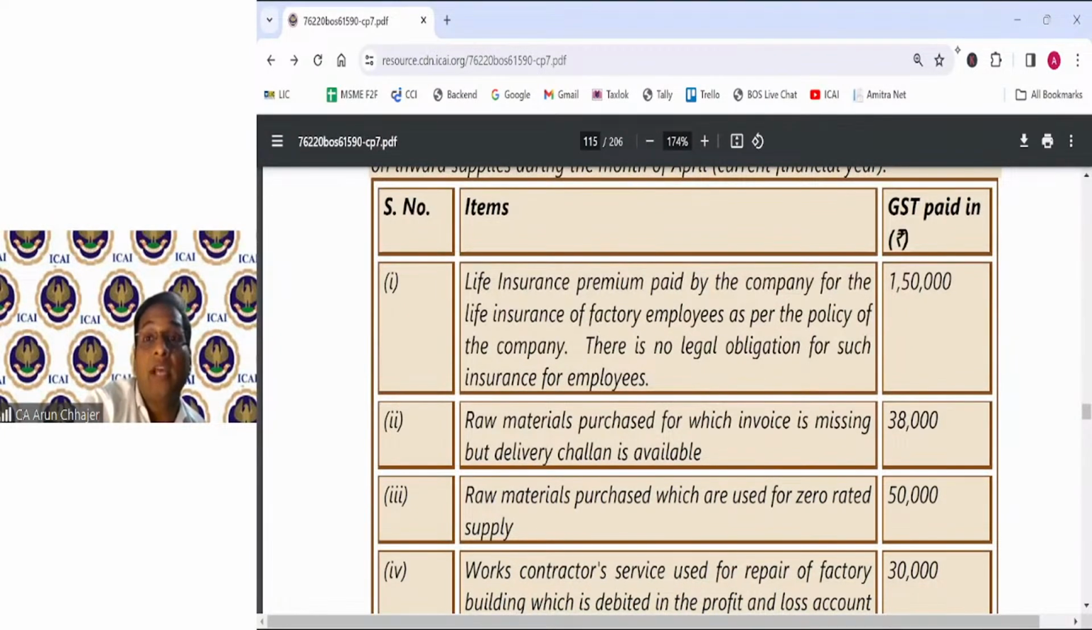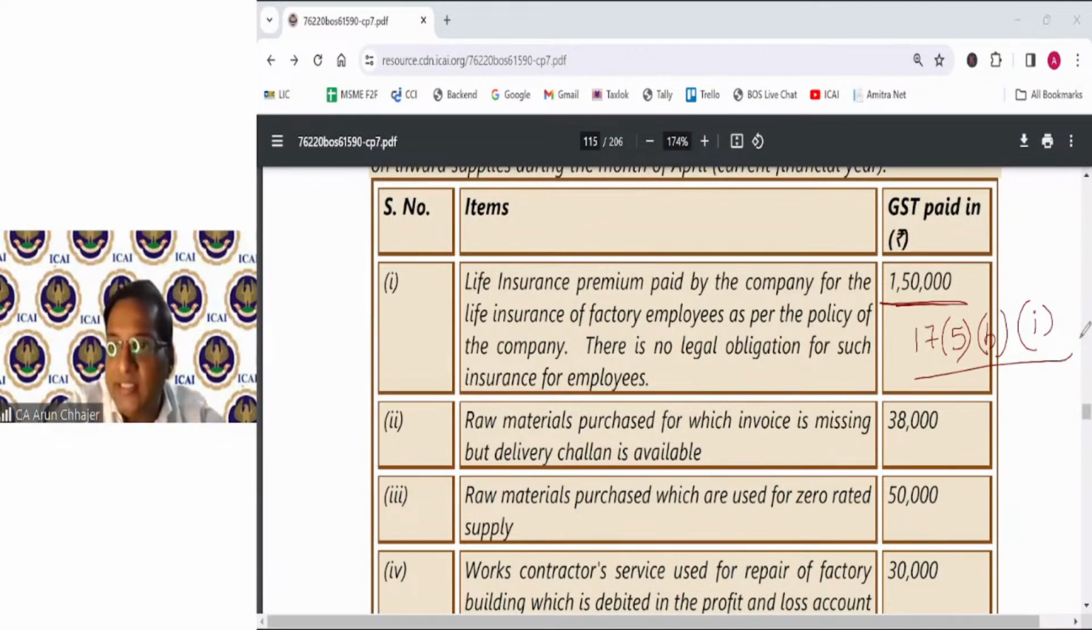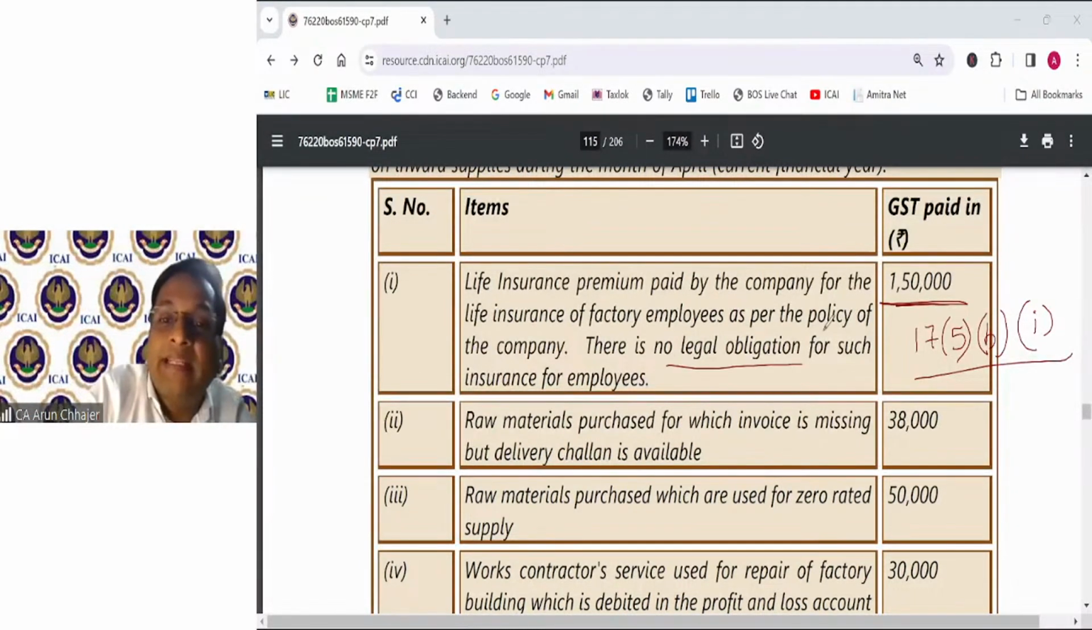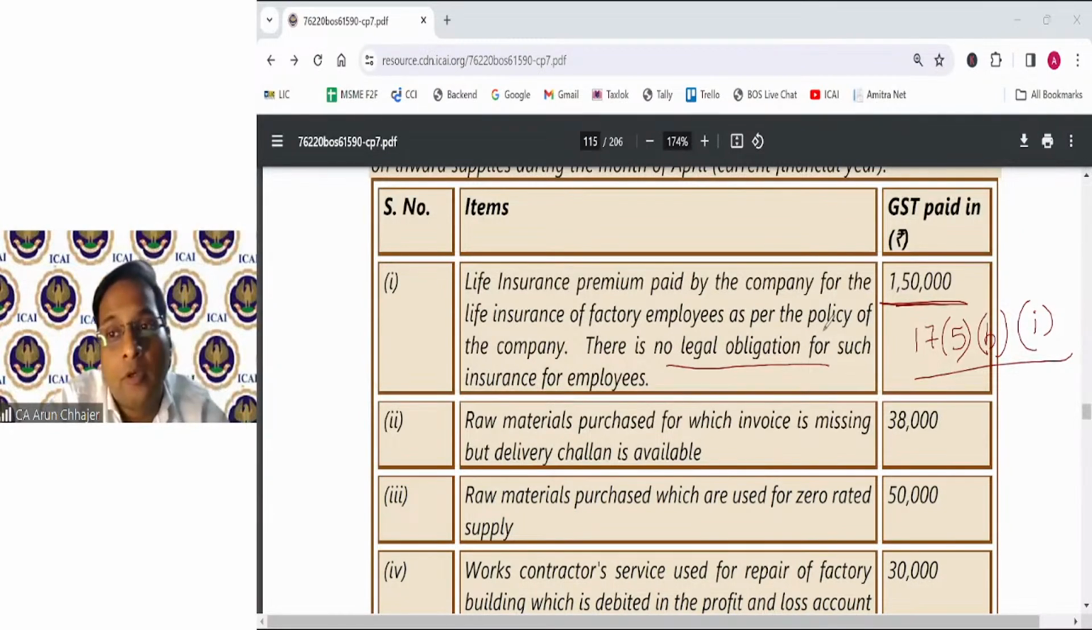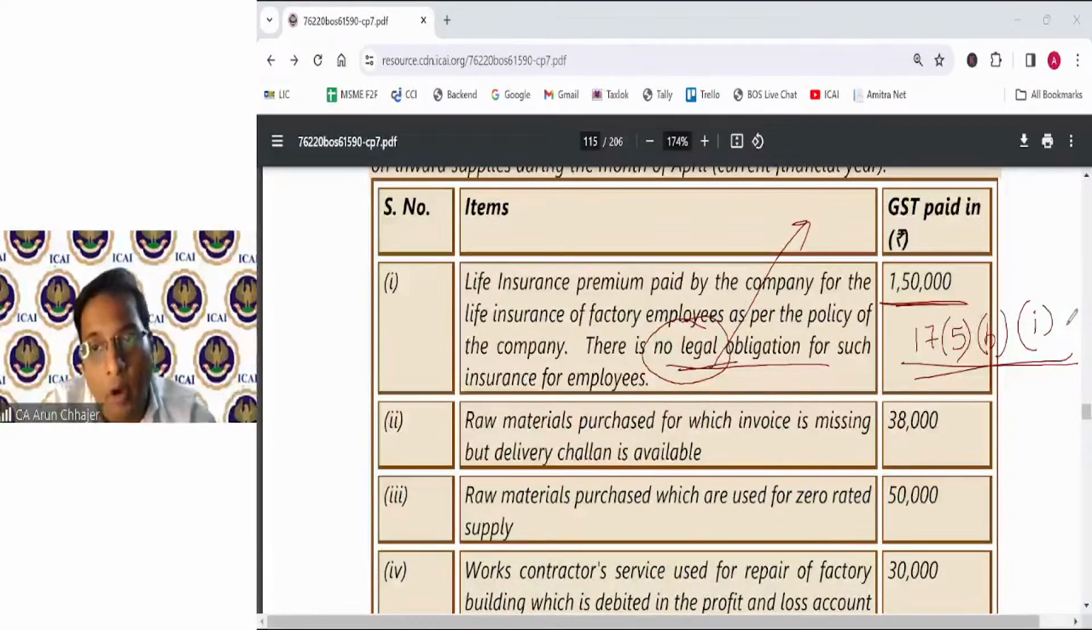So you will say we are not allowed to take the ITC of insurance. Why? According to section 17(5)(b)(i), life insurance and health insurance fall under the blocked category, except when it is obligatory to provide to an employee. The question says that there is no legal obligation. It means it is not covered in the exception. Therefore, ITC would be blocked under 17(5)(b)(i). Is it clear?